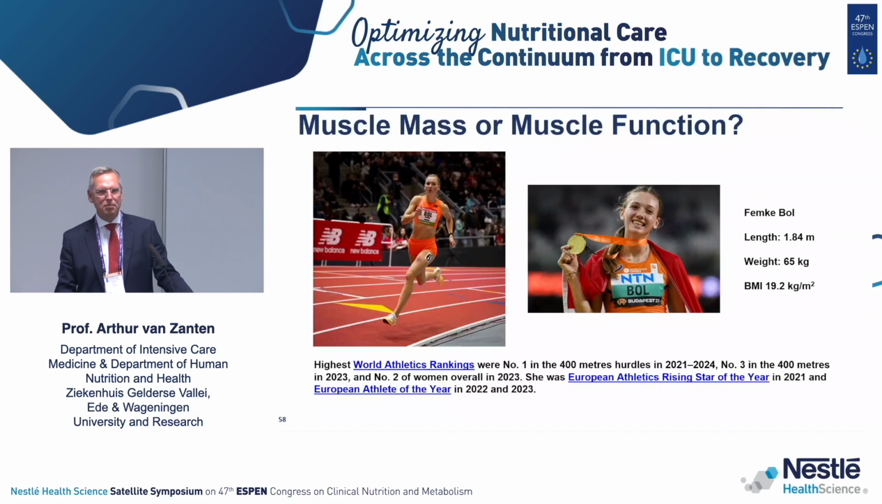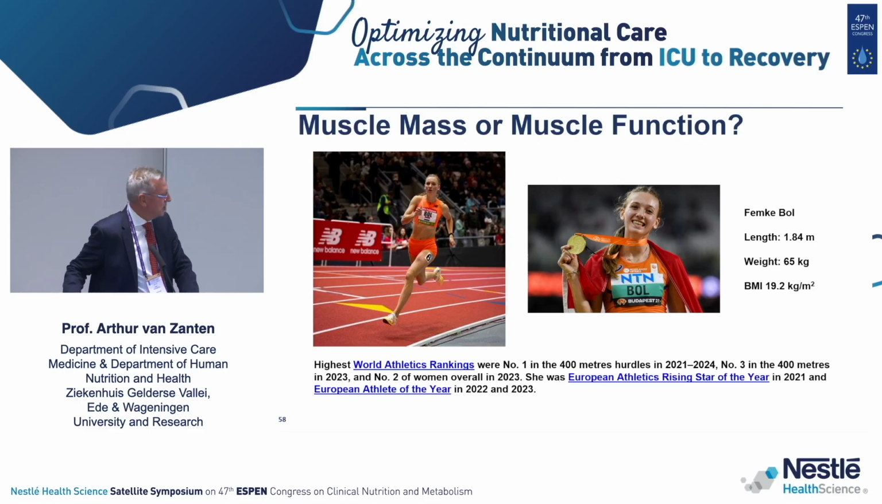Now, with respect to muscles, you must know this lady from the Netherlands, Femke Bol. She can take the hurdles and run very fast, gold medalist. And I looked at her data, her length is 1.84 meters, so it's a very tall Dutch lady. Her weight is 65 kilograms and the BMI is 19.2. So severely malnourished or not?